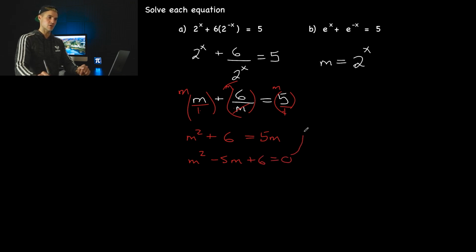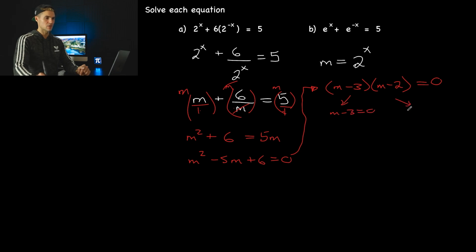And then you just have a quadratic equation to solve here. You could use the quadratic formula. I think this actually factors smoothly, right? Two numbers that multiply to positive 6 and add up to negative 5: negative 3 and negative 2 work, right? So (m minus 3)(m minus 2) is equal to 0. So basically, when does m minus 3 equal 0? When does m minus 2 equal 0? We get an m value of 3, and an m value of 2.